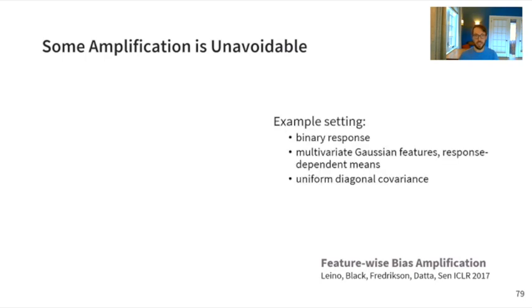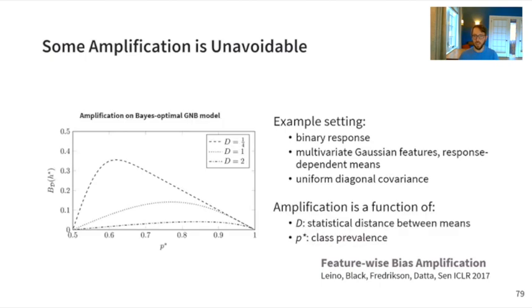So the first thing to realize about bias amplification is that in some cases it's unavoidable if we don't want to penalize accuracy, if we don't want to sacrifice the predictive accuracy of the model at all. In a 2019 ICLR paper, sorry, there's a typo on the slide there, it should be 2019, we showed this with a simple Gaussian naive Bayes generative data setting where we have a binary response variable and Gaussian features that are independent conditional on the class.